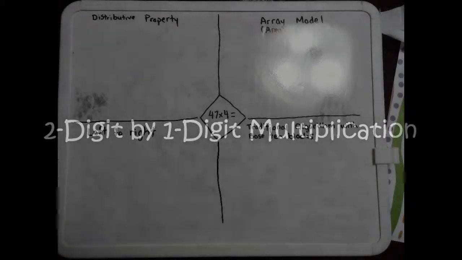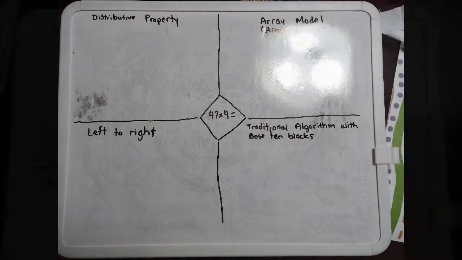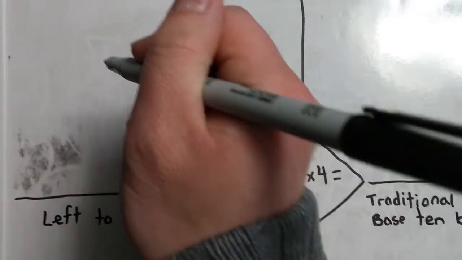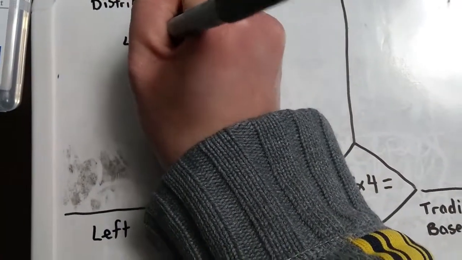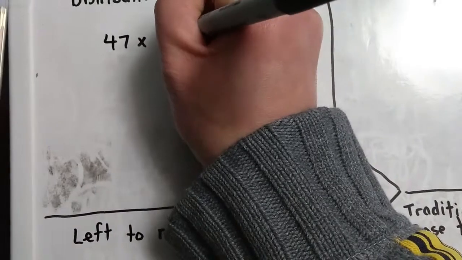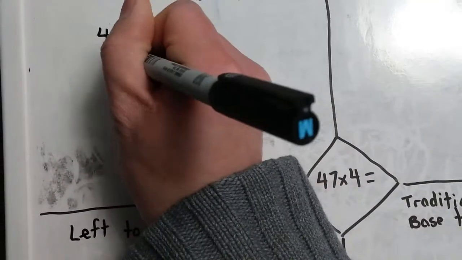I'm going to show you 4 ways to do 2-digit by 1-digit multiplication. The first strategy is distributive property. I'm multiplying 47 by 4, and I'm not sure what the answer is.